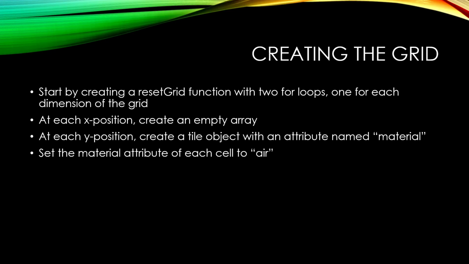So to begin, all we need to do is create a reset grid function to actually create the grid itself. Now inside that function you're going to need 2 for loops, one for each dimension. At each x position you will want to create an empty array, and then at each y position you'll want to create a tile object with an attribute named material. And for each of those, just set the material attribute to air.